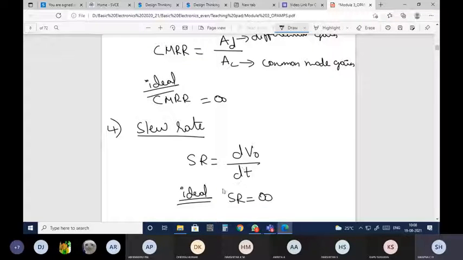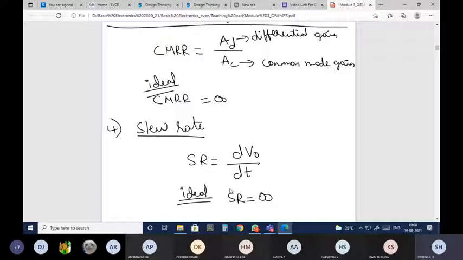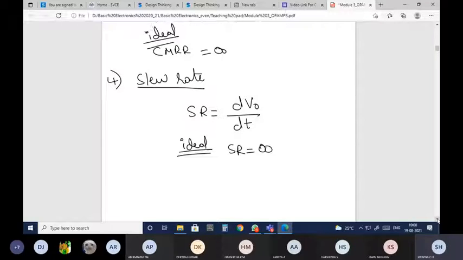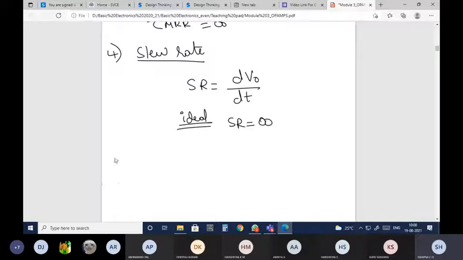Why infinite? Because dt is very small. dt means change in time, and the change in time should be very small. It means that if the change in time is small, then the output will reach fast. So it will tell us how fast the output is changing. For fastness we just calculate in terms of time. The time required to change the output should be very less, so ideally it should be equal to 0. Since ideally its value is equal to 0, the slew rate will be equal to infinite. This is the fourth parameter.